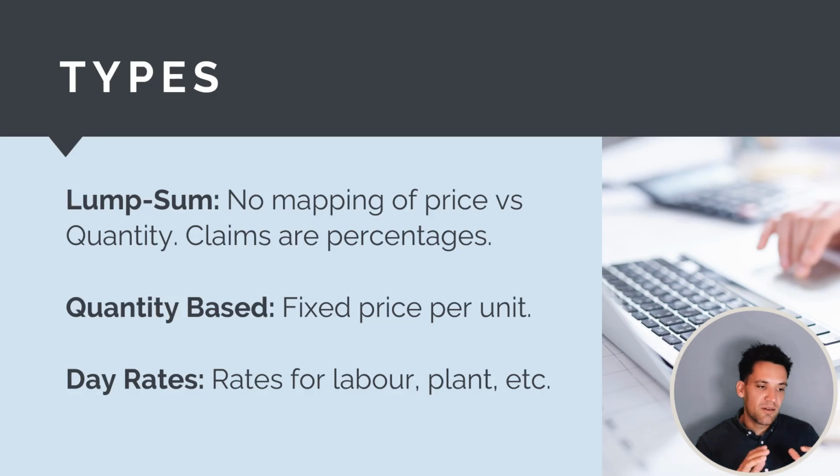So when we're talking about how to set up a pricing schedule, you can have different types of pricing for different activities. So for example, you could have a lump sum for a certain activity. So no mapping of a price versus a quantity, just a fixed lump sum for an activity. You can have a quantity-based item. So whether it's a fixed price per unit, or you could just have day rates. So these are just hourly or day rates for labor and plant.